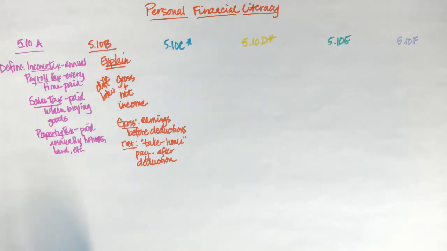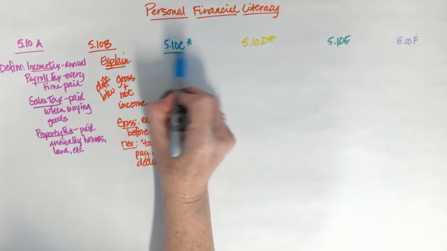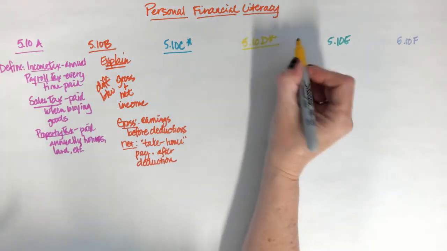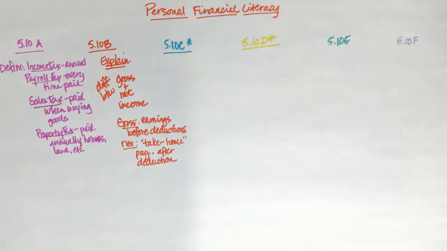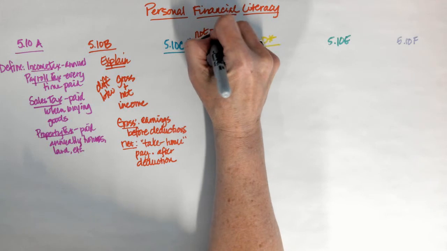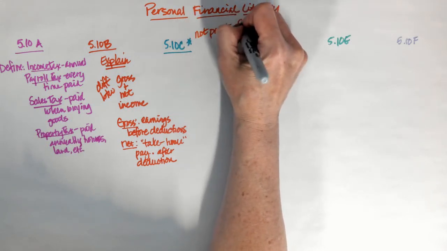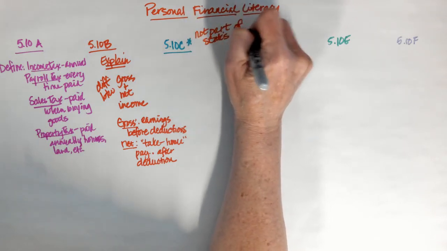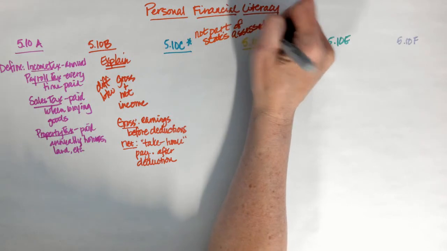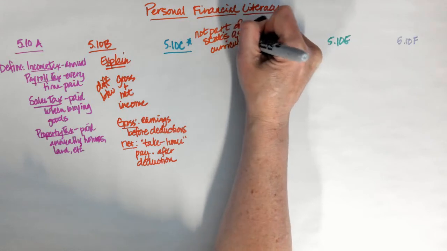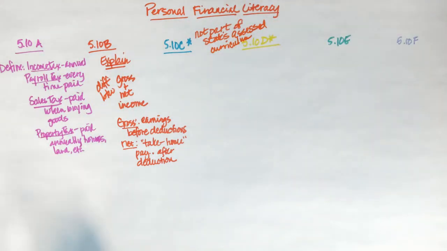Okay, next we're going to talk about 510C, and I put a little asterisk beside this one and beside 510D. And what does that asterisk mean? That asterisk means that these two TEKs are not part of the assessed curriculum per TEA, part of the state's assessed curriculum. Does that mean we don't have to teach them? No, it doesn't mean that. It just means that we're going to teach them after the STAR test. So we're going to teach them after our state test because it's not part of the state's assessed curriculum.